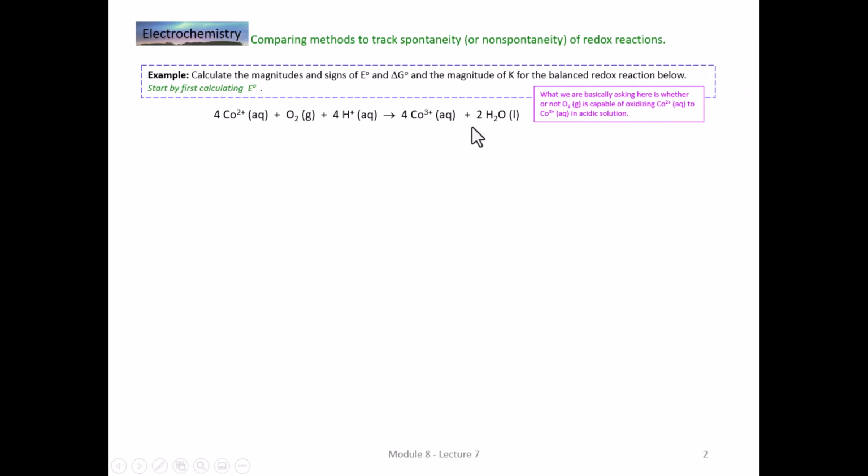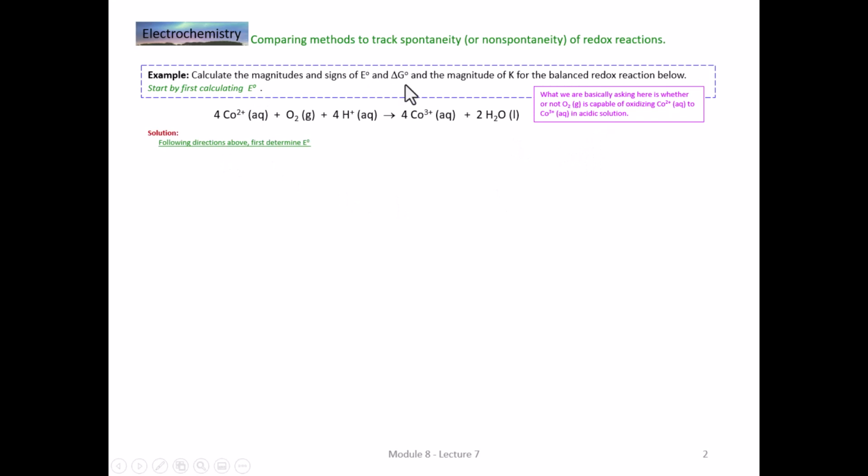As I said, what we're basically asking is whether or not oxygen is capable of oxidizing cobalt-2 to cobalt-3 in an acidic solution. So if we end up with a negative potential, a positive delta G, and a small equilibrium constant, hint, hint, we'll find out that oxygen is not capable of oxidizing cobalt-2 to cobalt-3. Now that I've spoiled the end, let's see how we get there.